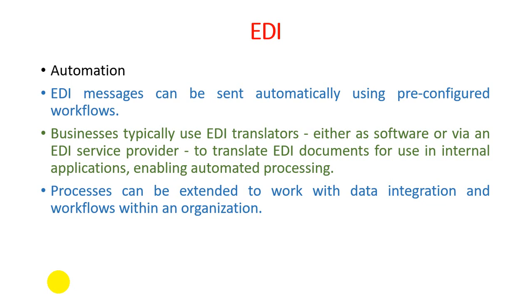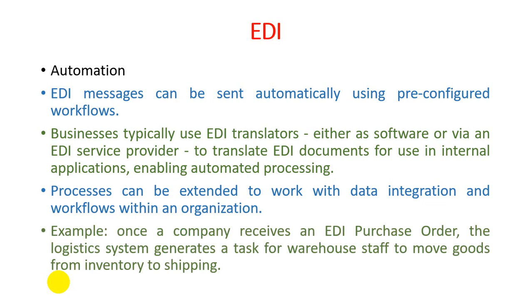The process can be extended to work with data integrations and workflow within the organization. So if your organization wants to move to EDI, the first initial step is to move your organization onto a computer system, then you can communicate with another computer system that has already implemented this technology. For example, once a company receives the EDI purchase order, the logistics system generates tasks for the warehouse staff to move goods from the inventory to shipping.